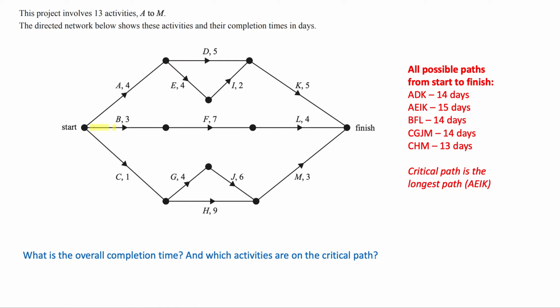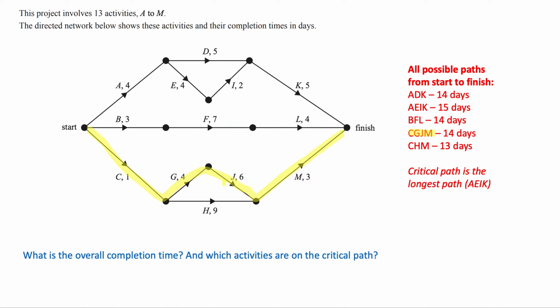Next one will be the one straight through the middle, which is B, F, L. Again, add up those times. 3 plus 7 plus 4 gives 14, so B, F, L is 14 days. Now we're going down the bottom, and if we go C, G, J, M, that path has a total of 14 days.